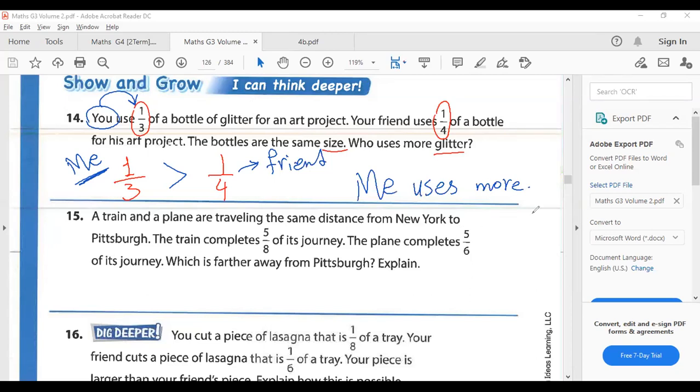Jawad. Yes, Mister. Jawad, next question says, a train and a plane traveling the same distance from New York to Pittsburgh. The train completes 5 over 8 of its journey. The plane completes 5 over 6 of its journey. Which is farther away from Pittsburgh? Explain.